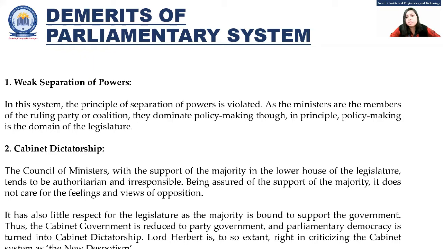It is also possible that a person is handling one portfolio, and after some years is assigned to a different portfolio, and that kind of thing can create quite a conflict. So that is how the weak separation of powers arises.